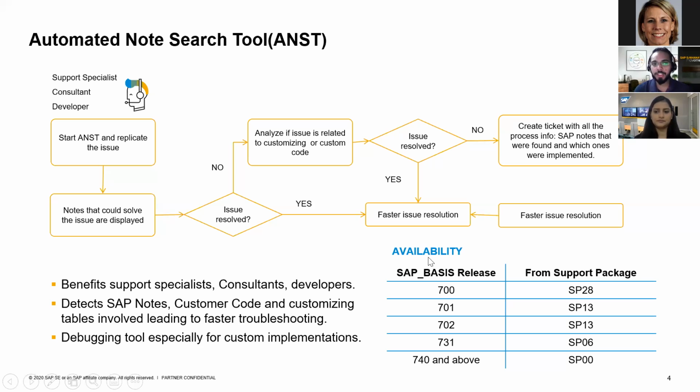Now, where is this tool available? Since we are dealing with finding standard notes, and with the nerve of how the corrections have to be identified and maintained, this tool is available on the SAP basis layer itself. In the NetWeaver release, we have it from certain SPs, considering from the 700 release. We have it from SP28. For 701, we have it from SP13. From 702, we have it from SP13. From 731, from SP06. And from 740 and above, we have it from the base SP itself.